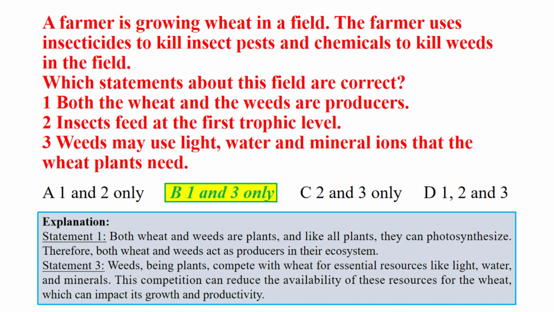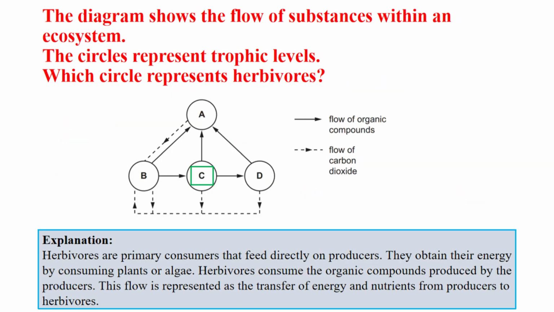So, combining these insights, the correct answer is option B, 1 and 3 only. Both wheat and weeds are producers, and weeds do compete with wheat for resources. Insects, however, do not feed at the first trophic level. In this question, exploring the fascinating flow of substances within an ecosystem. Which circle in an ecosystem diagram typically represents herbivores? A, B, C, D. The correct answer is option C.